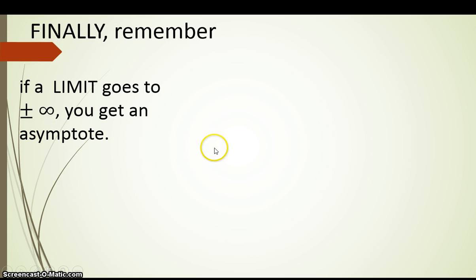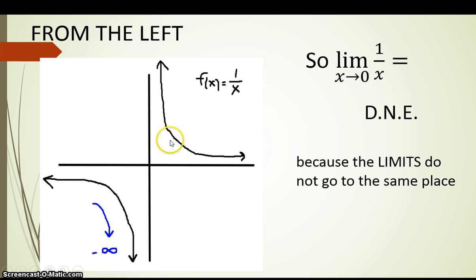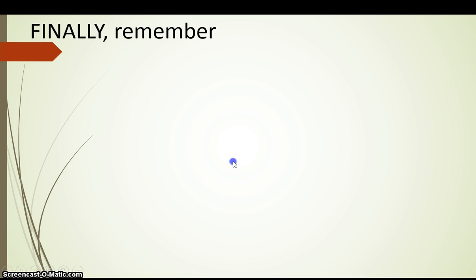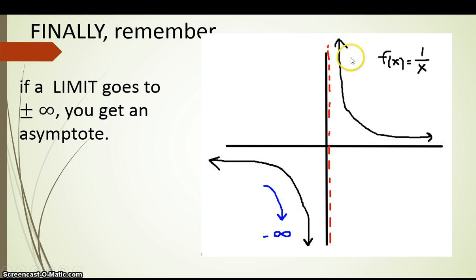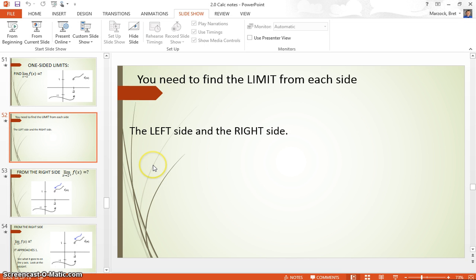Finally, if a limit goes to positive or negative infinity, we have an asymptote there. If you remember how 1 over x works, right down the middle there would be a vertical asymptote right there at 0. So, remembering this, we have the asymptote going straight down the side. We have to remember what that in turn means as we're going through the problems.